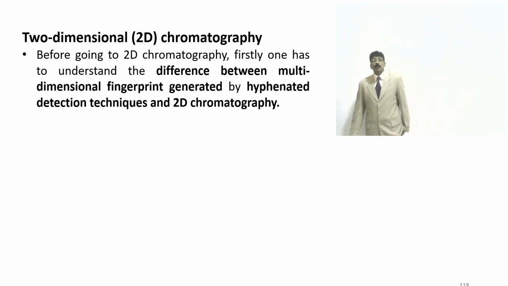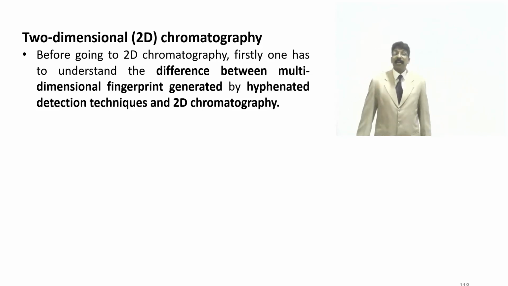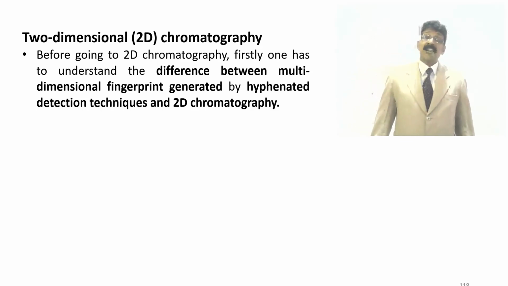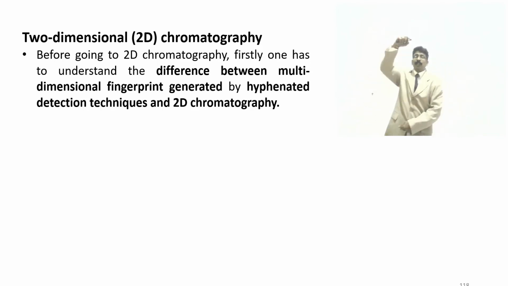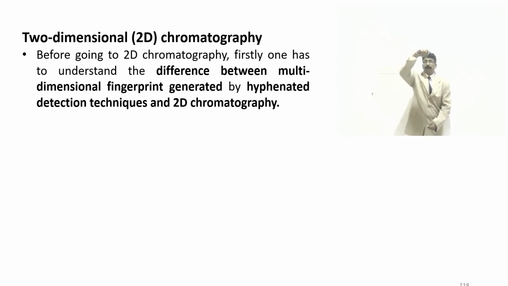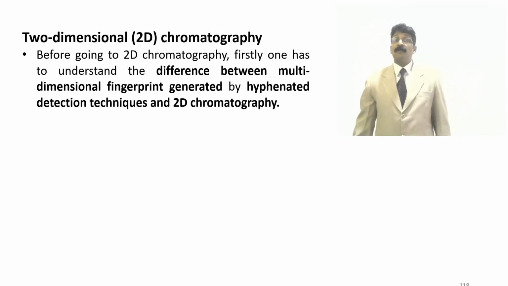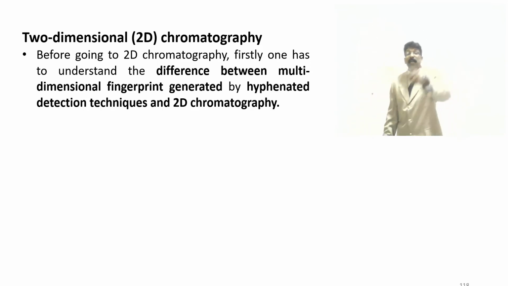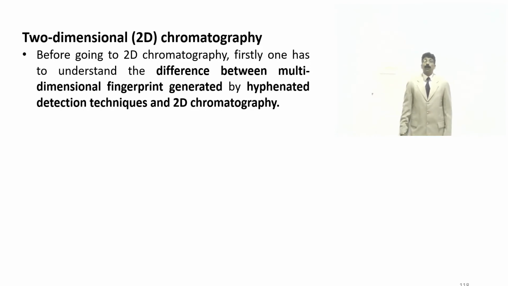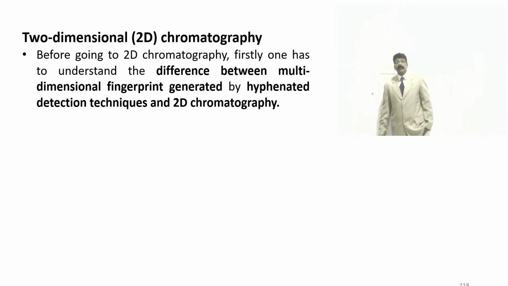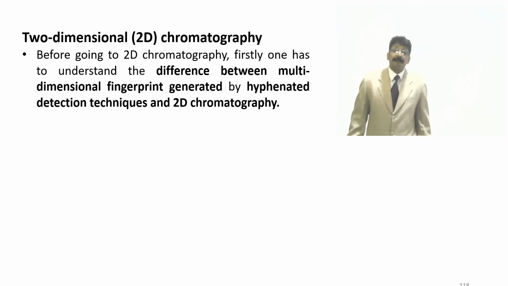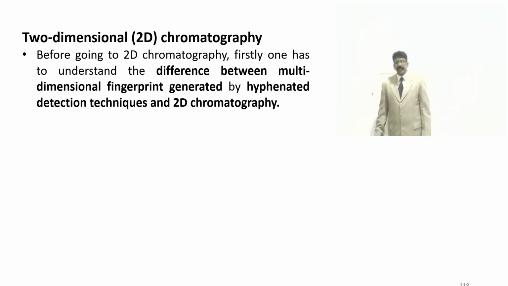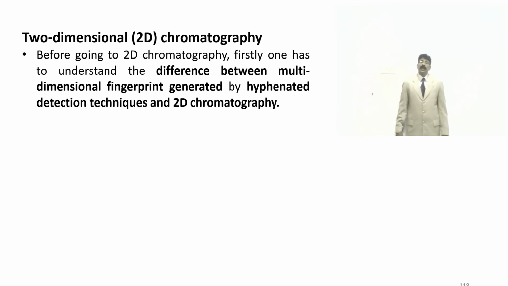Before going to 2D chromatography, first understand the difference from multi-dimensional fingerprint generation. In multiple dimensions, you turn the paper chromatography and run it from left to right and also from bottom to top. Two-dimensional paper chromatography you might have studied theoretically, and that is the first example, but it can be followed in all other instruments or other chromatography. That is also multi-dimensional fingerprint generation by hyphenated detection techniques and 2D chromatography.